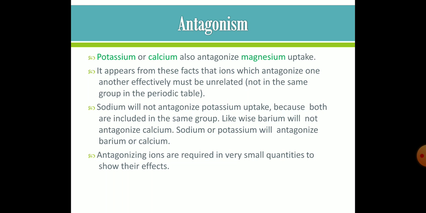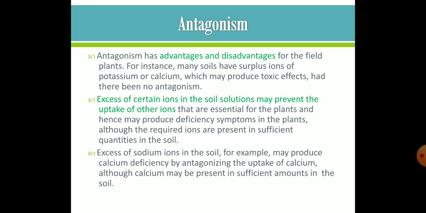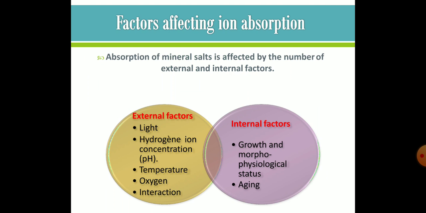The antagonistic ion requires only a very small quantity to have its effect, and there are disadvantages and advantages in this field. For instance, many soils have sulfate ions of potassium and calcium, which may produce a toxic effect when there is no antagonism. Certain ions in the soil solution may prevent the uptake of other ions that are essential for the plant, and hence may produce a deficiency of particular ions that may cause deficiency symptoms.